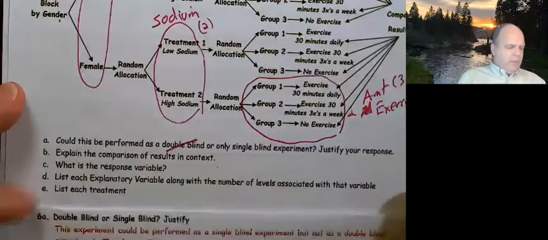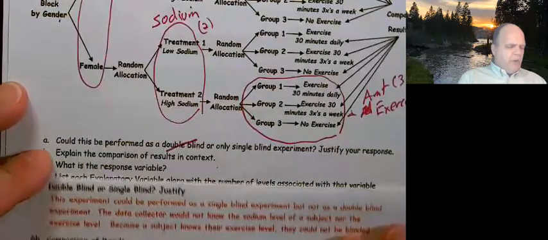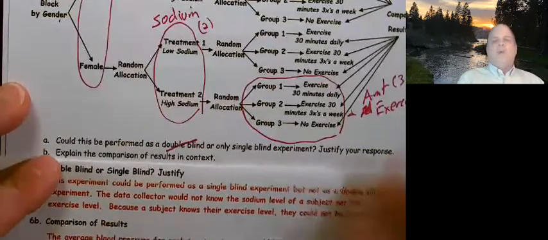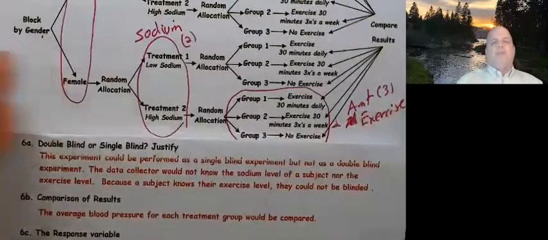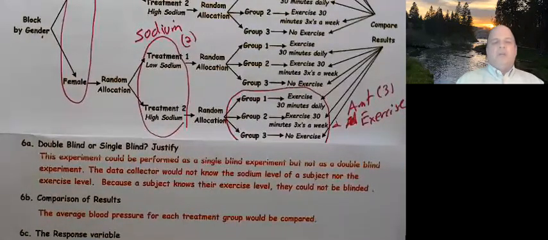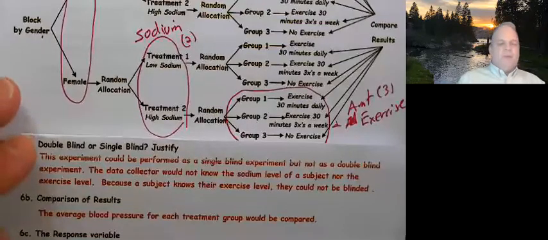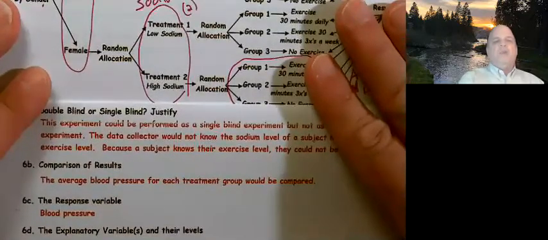All right, the next thing, explain the comparison of results in context. Well, what are we looking for to compare at the end? According to this, we're looking for blood pressure. So we're going to compare how high blood pressure is, or the average blood pressure for each treatment will be compared. My response variable, well, that's very simple. We just answered that. That's blood pressure. And then my explanatory variables, we kind of broke those down already.